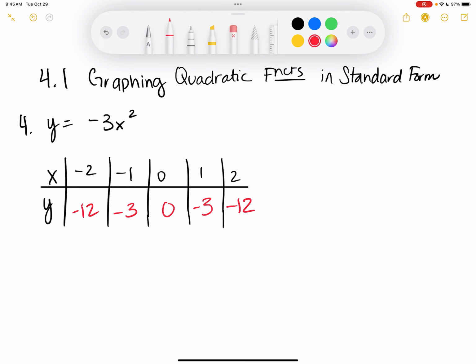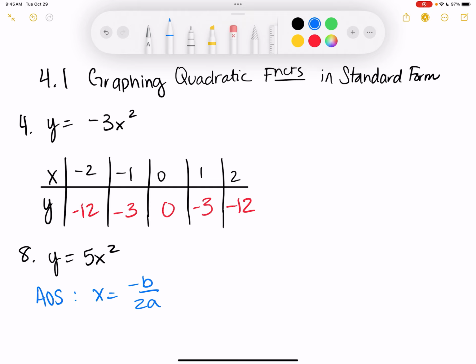It also says to compare, but we're not doing the compare part. We're just doing the graphing part. 8, y equals 5x squared. So I need to use my formula to find my axis of symmetry and also to find my vertex. And then I'm going to graph the function. So the axis of symmetry, AOS, occurs at x equals negative b over 2a.